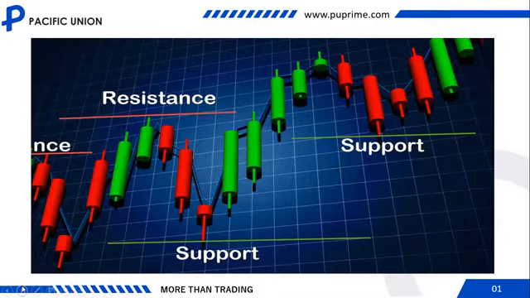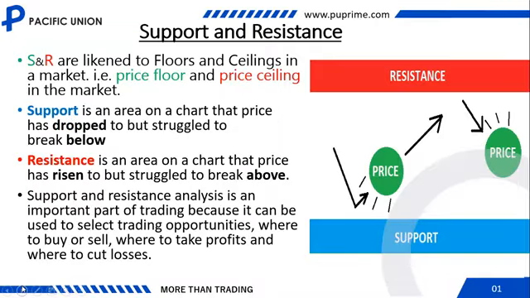So in order not to mix it up, we're looking at support and resistance. Just like I said, it is likened to the floor and ceiling in the market. We could call it the price floor and ceiling in the market. So support is the floor. The ceiling is the resistance.